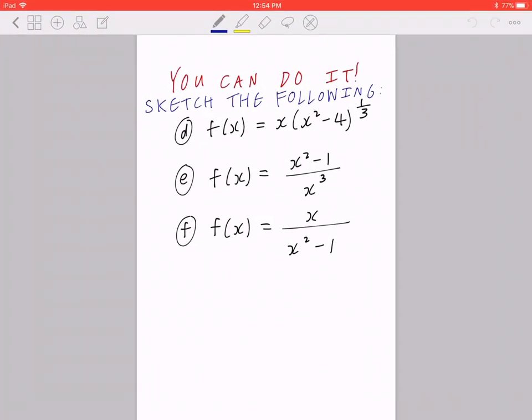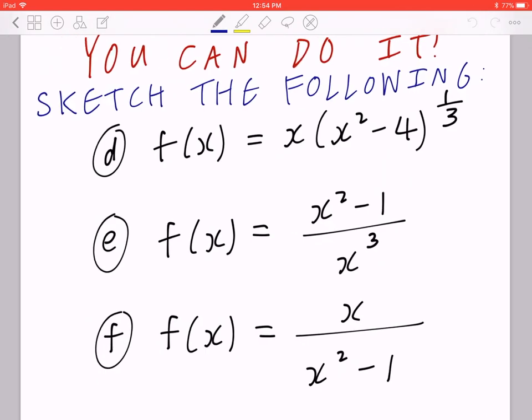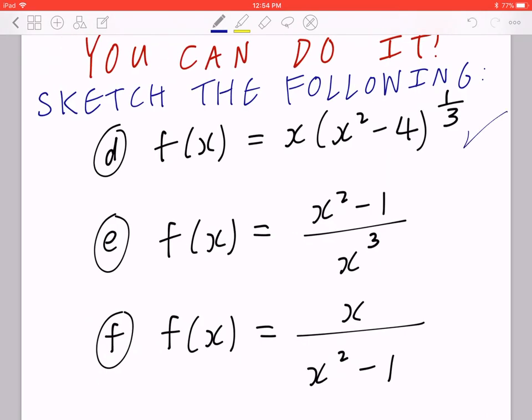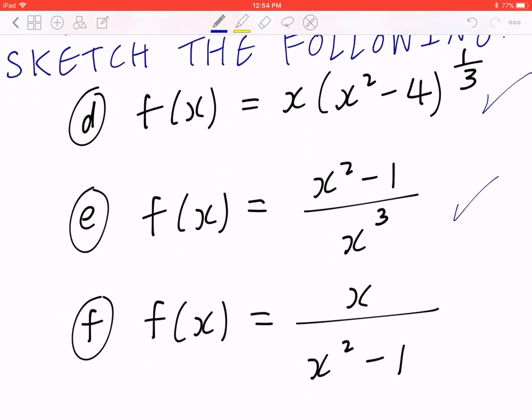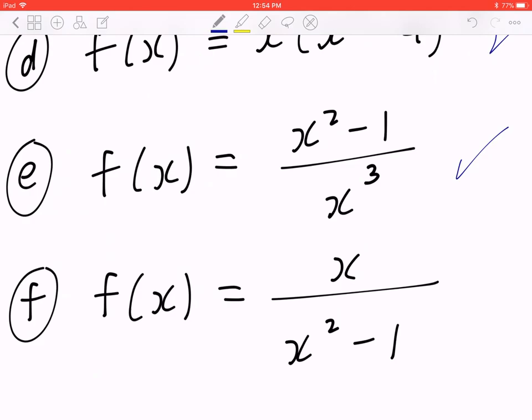Hi everyone, let's take a look at the following. In the first video of the review section, we did part D. We're going to move on to part E. Sketch the following: f(x) = (x² − 1) / x³.